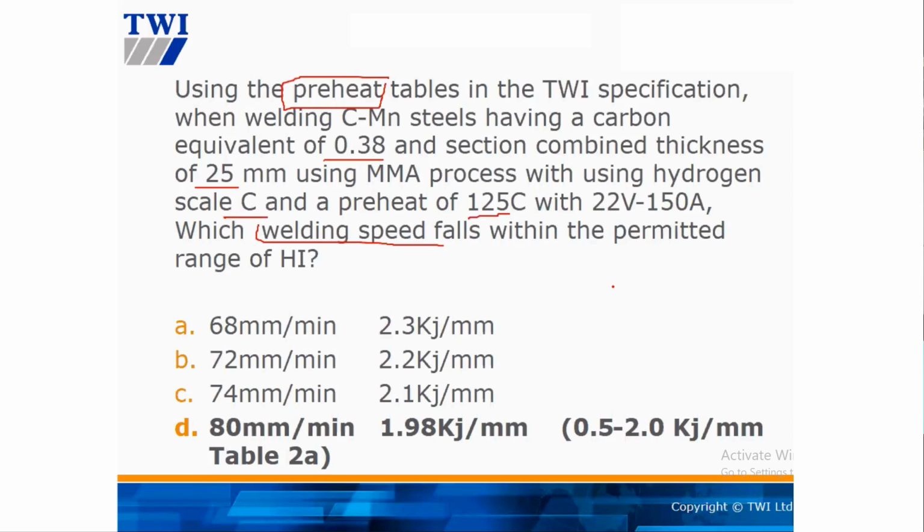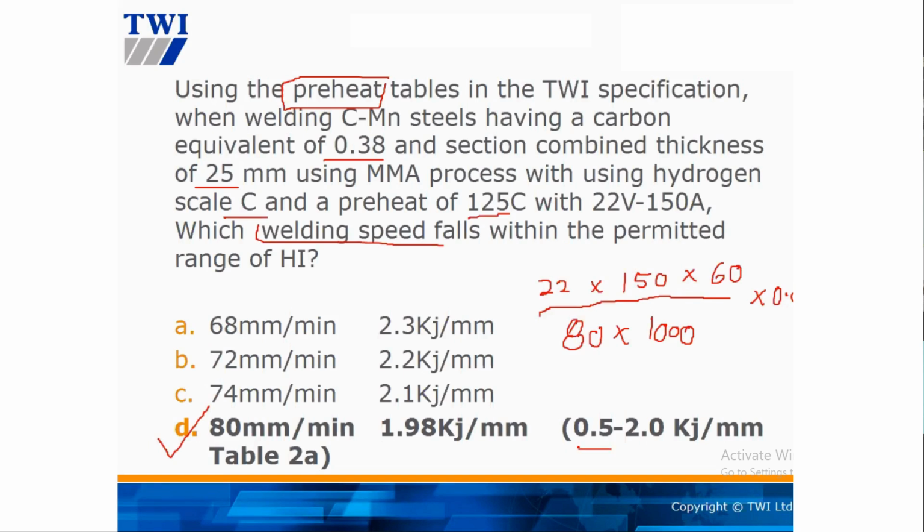So from here, what you need to do is calculate one by one. 22 times 150 times 60 divided by, let's say the answer given is D, then we do the calculation, 80 times 1000. And then remember, for MMA 0.8 is the factor here. Then they ask for 0.522. So only D is within the range.